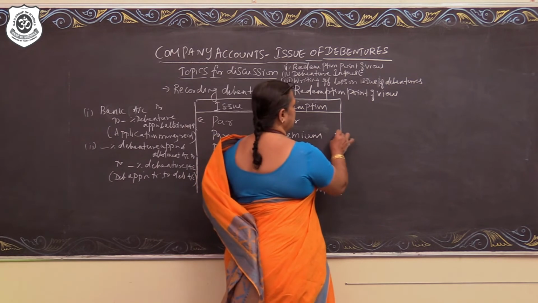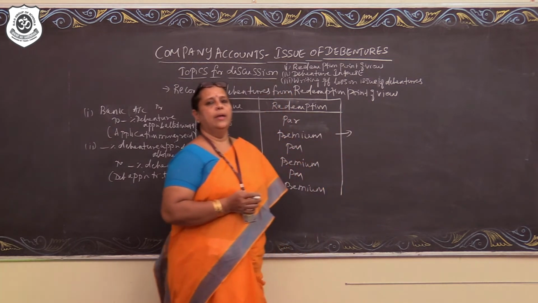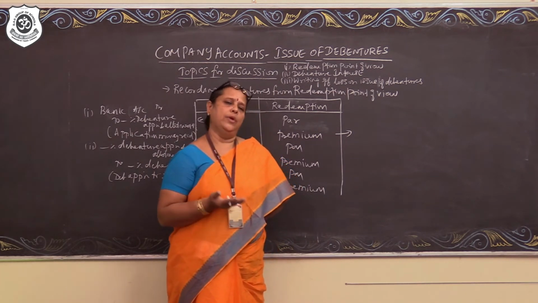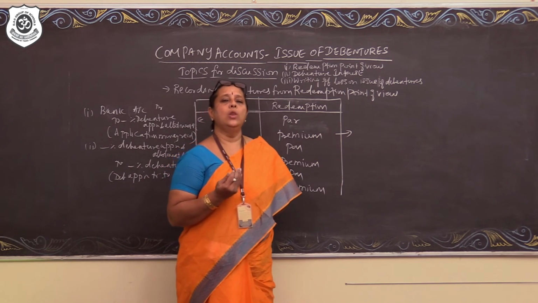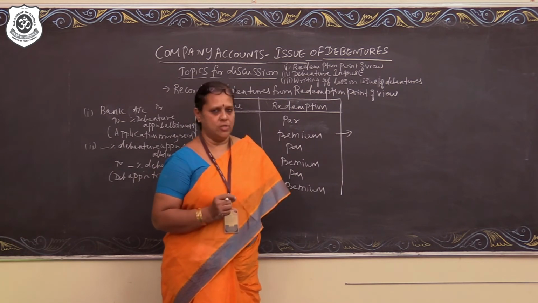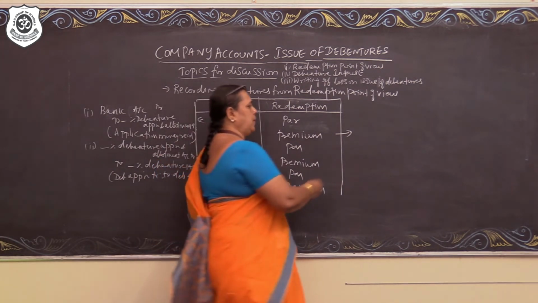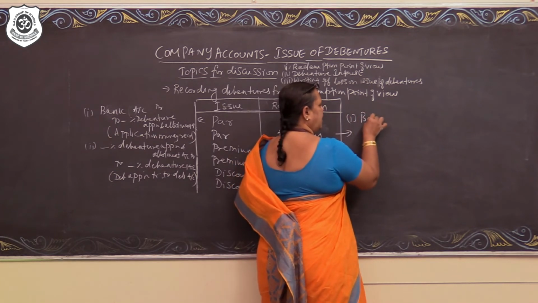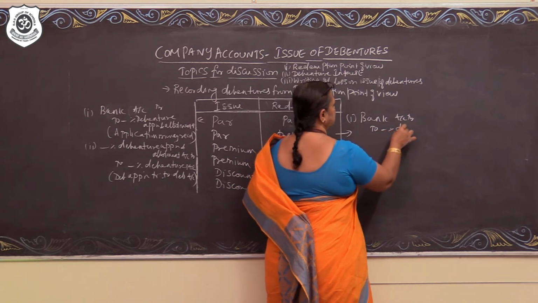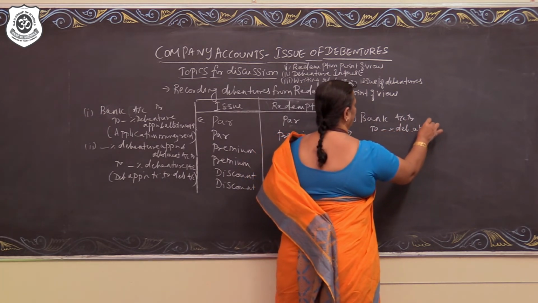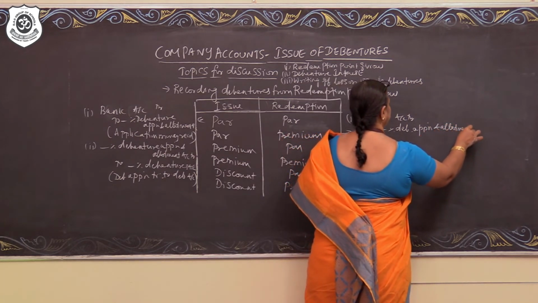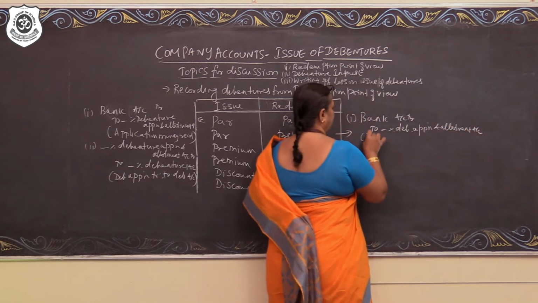The second case, debentures issued at par, redeemable at premium. So the company is going to pay more amount at the time of redemption. Therefore, that leads to a loss to the company. So we create an account called loss on issue of debentures account. The entries will be, entry number 1 will be as usual, bank account debit to -% debenture application and allotment account. Application money received.